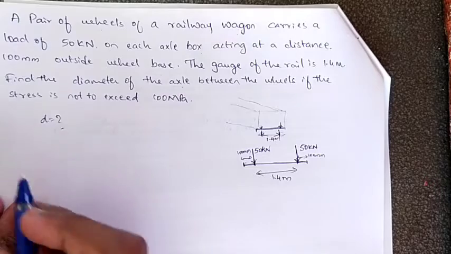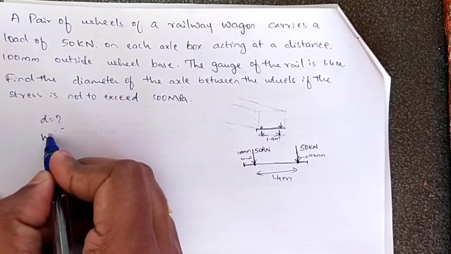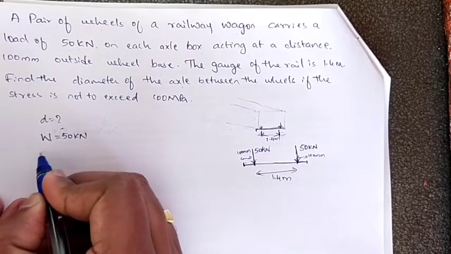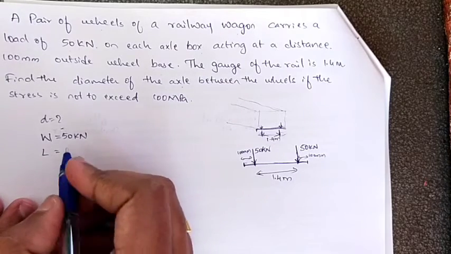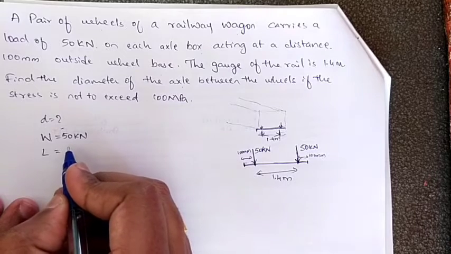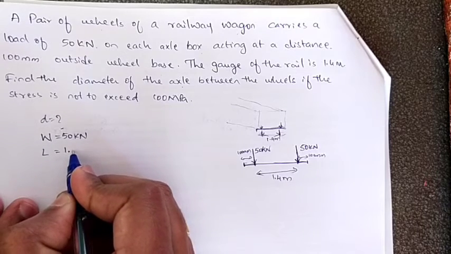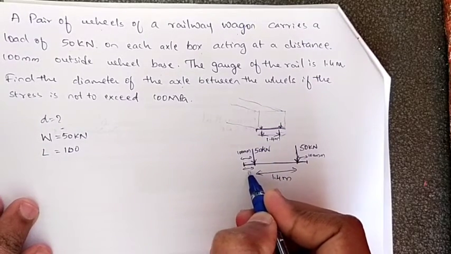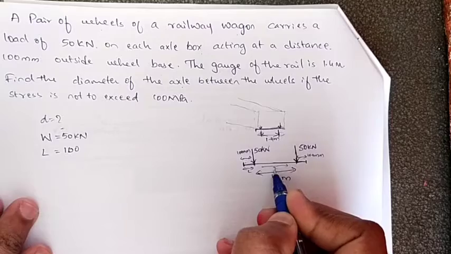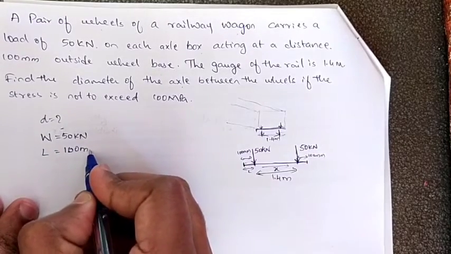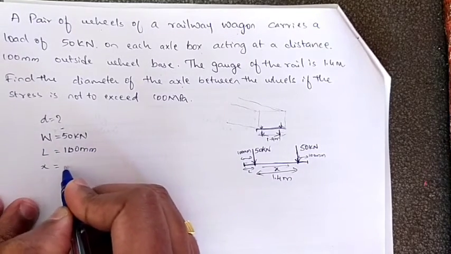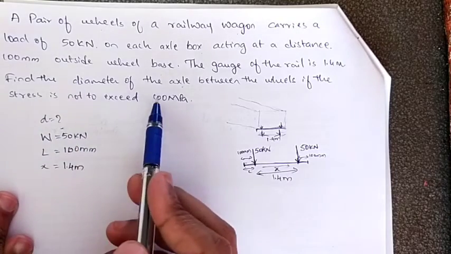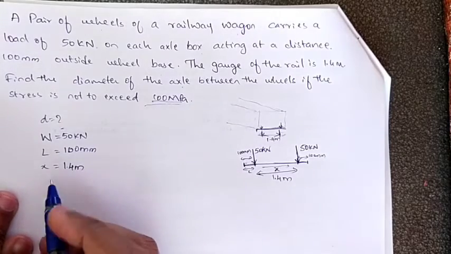Now what all is given? The weight acting is 50 kilonewton. Then length is given, 100 mm. This is the length, and this is x. So 100 mm is given, and x is given as 1.4 meter. And he is saying that the stress should not exceed 100 megapascal.